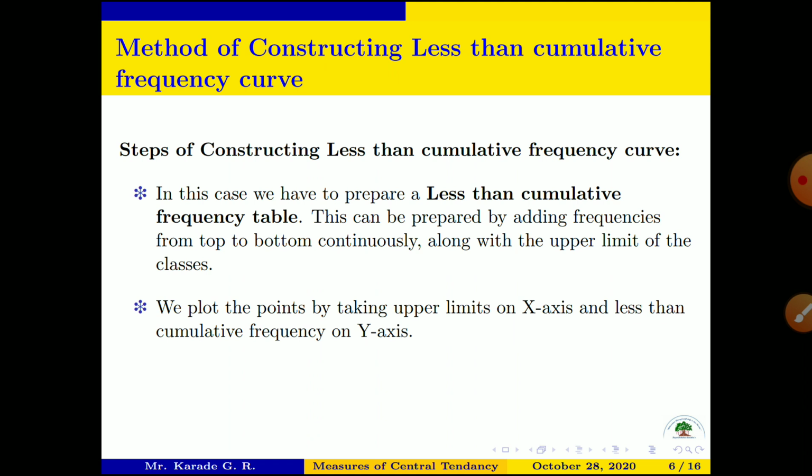We plot the points by taking upper limit on the x-axis. And take the less than cumulative frequencies on the y-axis and plot the points on the graph. Now these points are plotted on the graph and we join these points by a freehand curve, which is our rising curve, and that curve is called the less than cumulative frequency curve. That is very simple to draw a cumulative frequency curve.